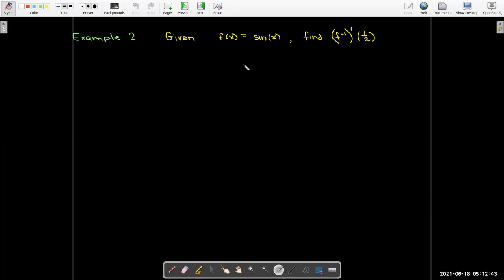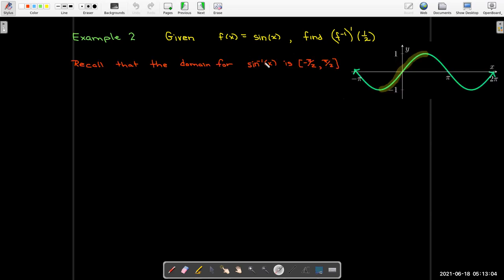All right, let's look at another example. I've got the sine function, and I'd like to find the derivative of its inverse when the input is equal to 1/2. So we're getting a little ahead of ourselves here. This is kind of a preview of something that's coming up later in the chapter. But we have all the tools to answer this question, so let's go ahead and do it. So just remember that for inverse sine, the domain is going to be negative pi over 2 to pi over 2.